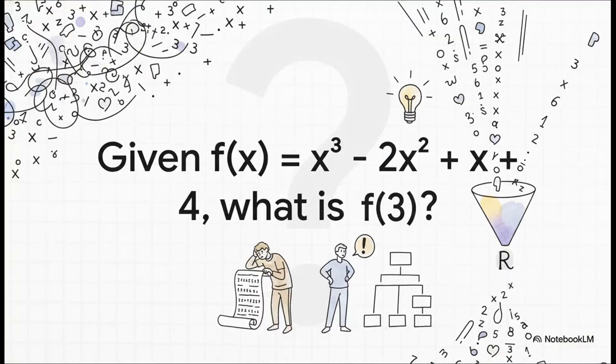Okay, take a look at this function. To find f of 3, you've got to plug 3 in for every single x. That means you're cubing it, then squaring it, multiplying, adding, subtracting. It's practically a minefield for arithmetic errors. But what if I told you there was a way to get the answer that avoids all that mess and just gives you one clean final number?